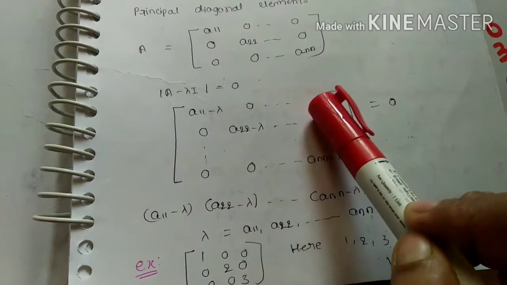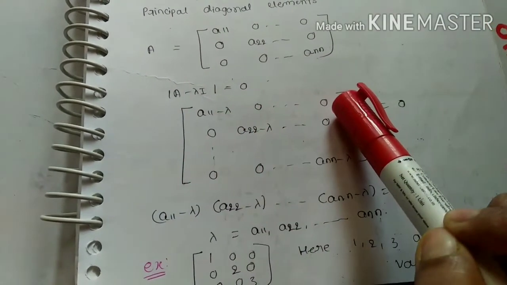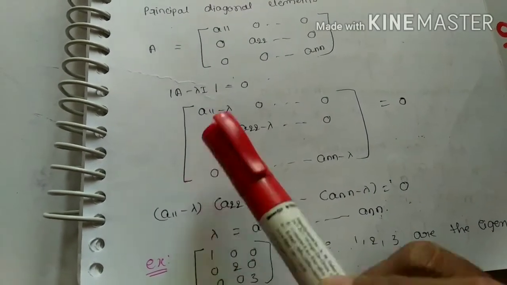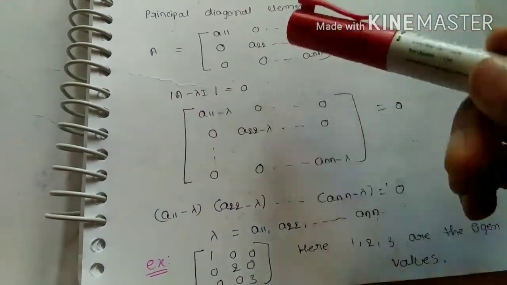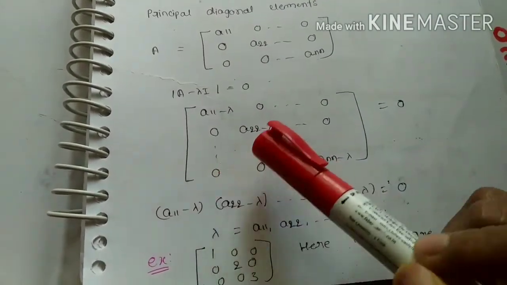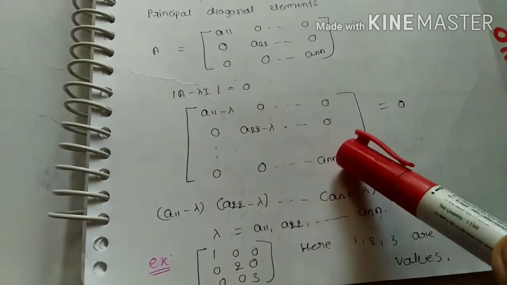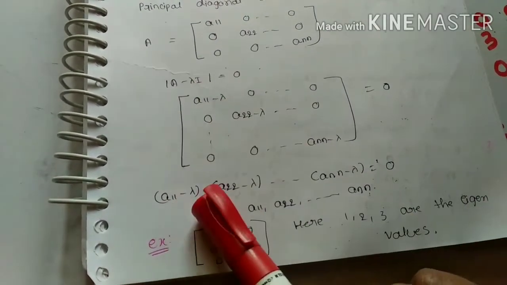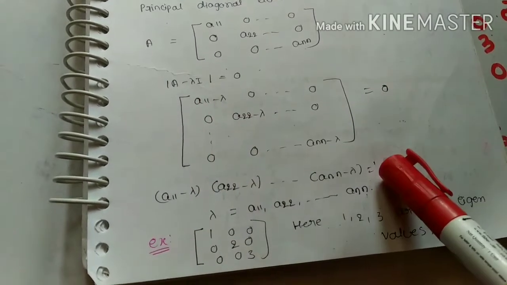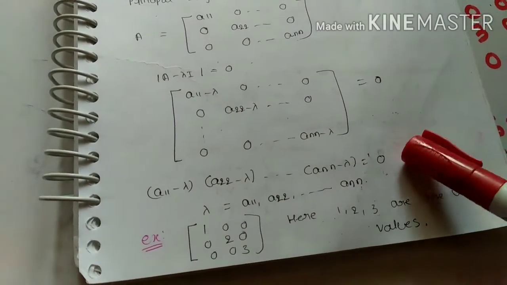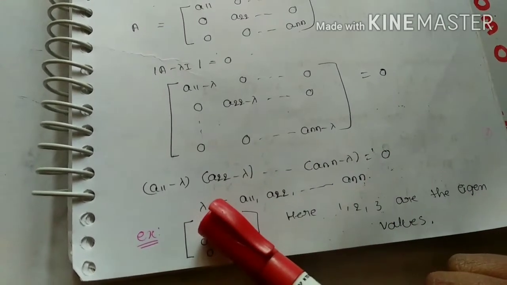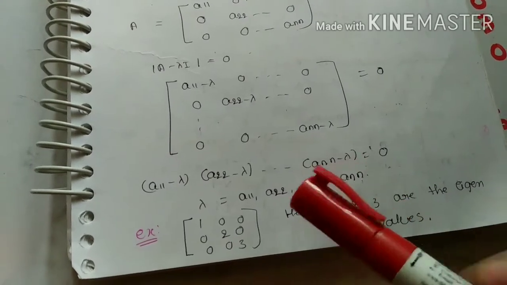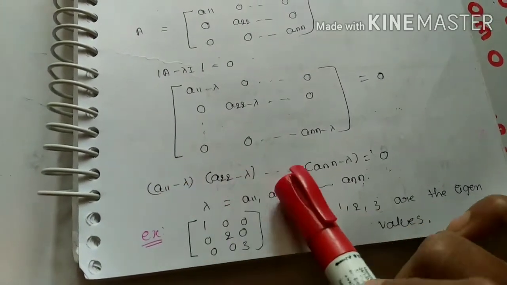For finding the determinant, I am going to take the first row, a11 minus lambda. You have to remove this row and column, and now you have to find the remaining determinant. Except for these, only diagonal elements are present here, so the determinant is the product of all those diagonal elements, which is equal to 0. Then lambda is equal to a11, a22, and so on. That is how you get this: these are all products.